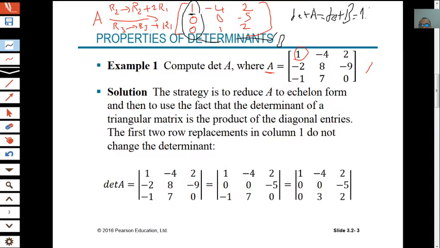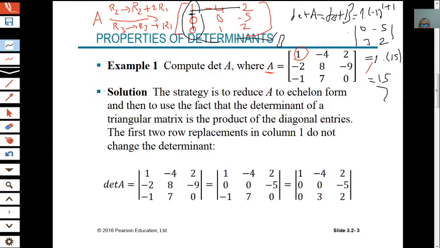So 1 times minus 1 to the power 1 plus 1, since it is in the first row and the first column, times, by cancelling the first row and first column, the remaining numbers will form a 2 by 2 determinant according to the formula. And from here we have 1 times plus 15, so we have 15. Okay.